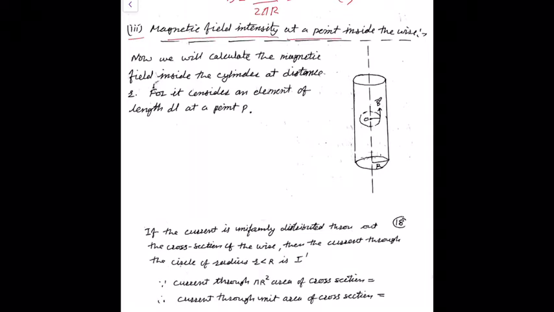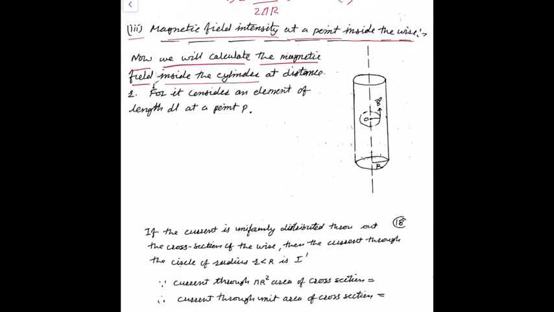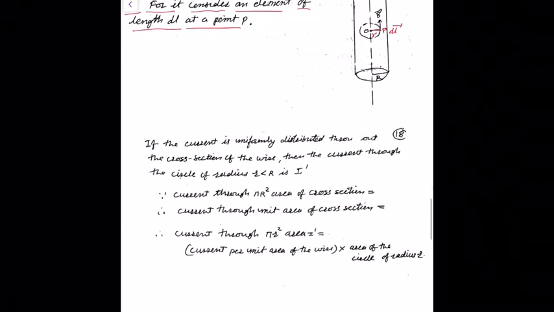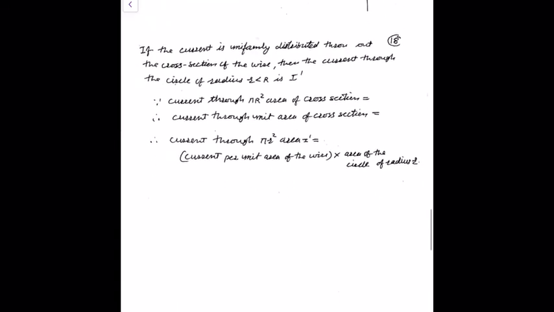Third, magnetic field intensity at a point inside the wire. Now we will calculate the magnetic field inside the cylinder at a distance small r. Here it is distance small r. For it, consider an element of length dl at a point P. Here point P, length dl. Clear?